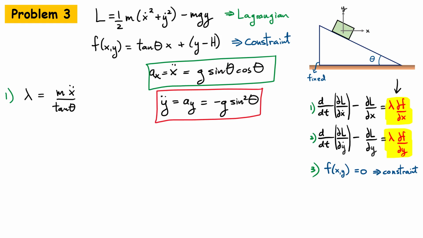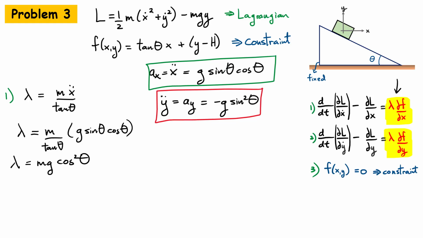So we know we need to find lambda. Lambda I had found from the first equation as being this value here. Well, now that we know both accelerations, you can find what the explicit value of lambda is. It's m over, again, tangent theta. And now I just substitute my x double dot equation. This is g sine theta cos theta. Okay, simplify this. Remember, this is sine over cos. So at the end, this is mg cosine squared of theta. That's the actual value of this Lagrange multiplier for this problem. Okay, remember what my df over dx was. That was easy. That was just tangent of theta.